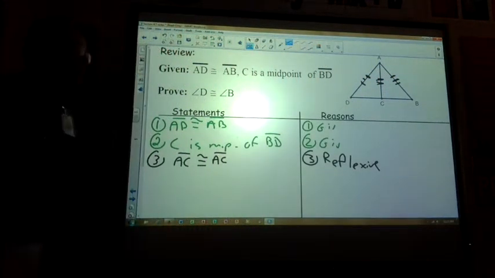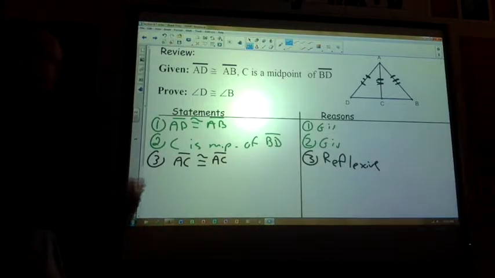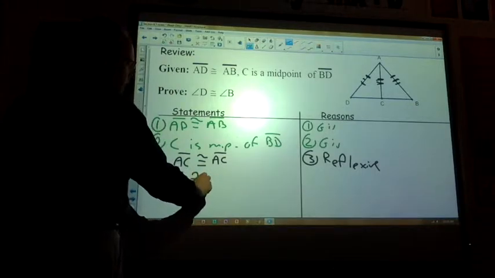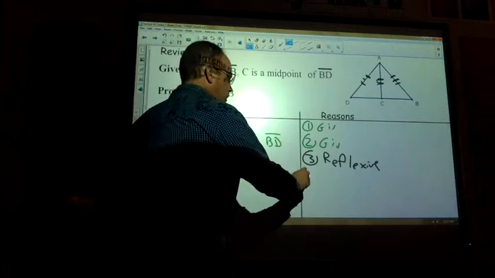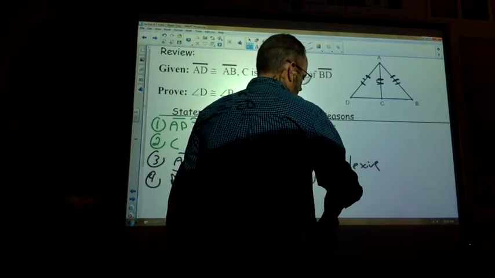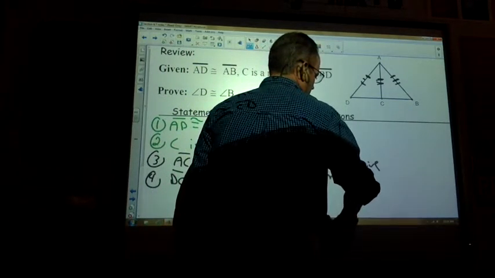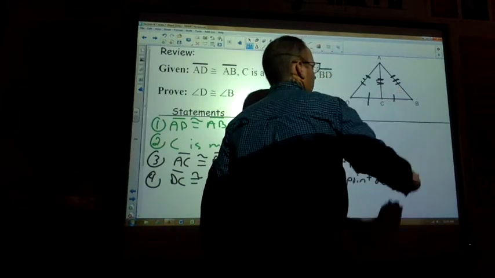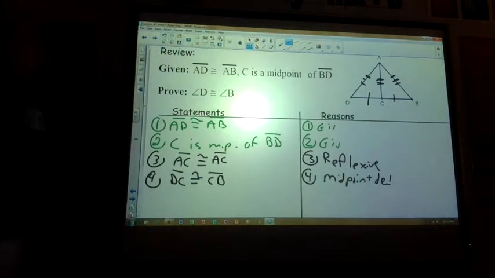Well, no, we can't get there yet. I would say that line DC is congruent to line CB because of definition of midpoint. DC is congruent to CB, definition of midpoint. So it'll be a single tick. Okay. Can I prove the two triangles are congruent? Yeah. Why? Side, side, side.